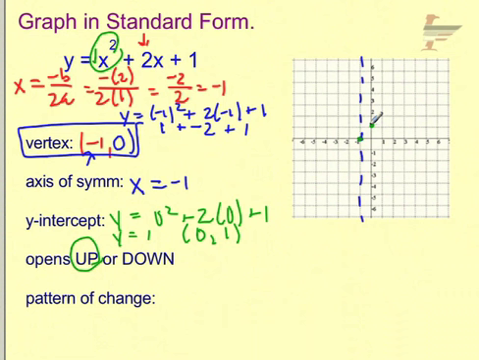Now, pattern of change. This is one of the most helpful things in graphing parabolas. We take our a value, which is 1, and we multiply it by 1, we multiply it by 3, and we multiply it by 5. So our pattern of change is 1, 3, 5. From our vertex, that means we go 1 to the right, up 1, 1 to the right, up 3, and 1 to the right, up 5.